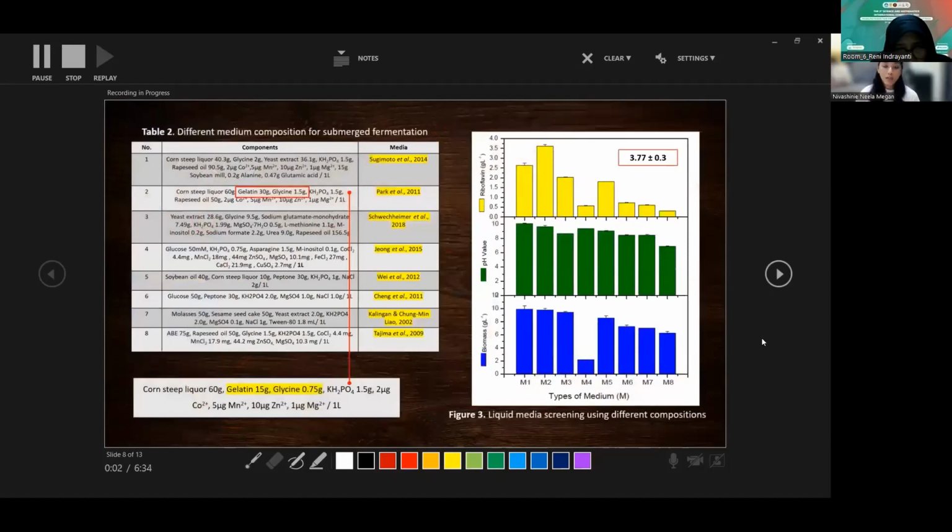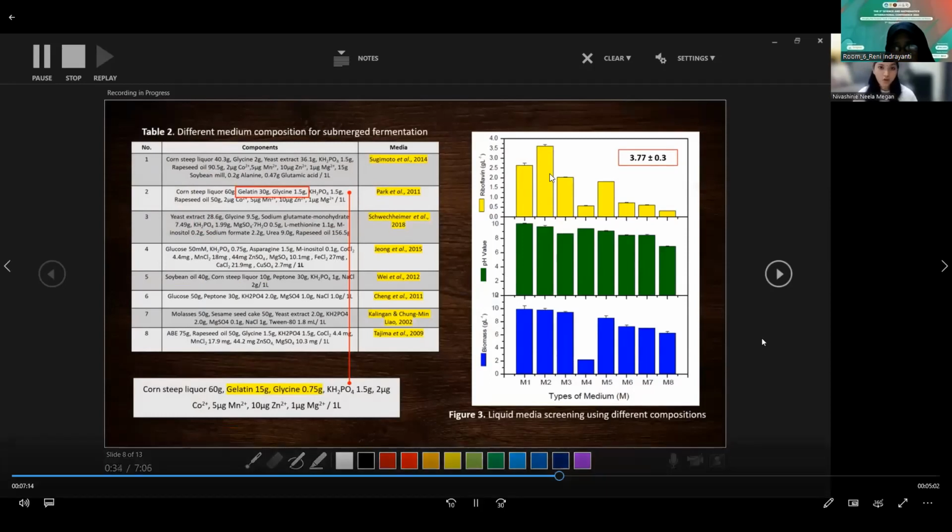And then we have done liquid media screening, where we found that media 2 is the best one to depend on for the cultivation of riboflavin. It has given about 3.77 gram per liter of productivity. However, the challenging part over here is the composition of gelatin and glycine. Since gelatin is an animal source and most of the amino acids that it contains are not that essential, also the amount that we are using over here is about half of the nitrogen source.